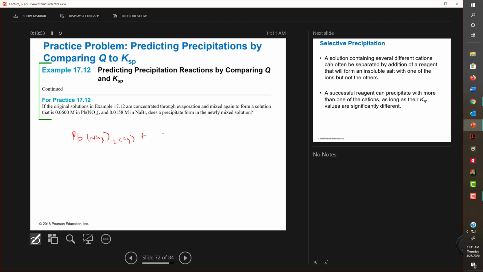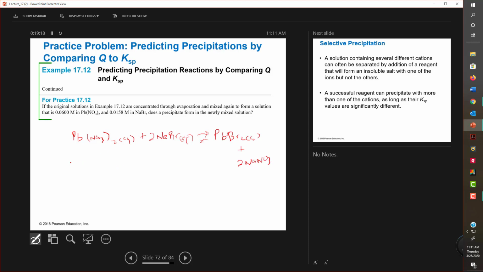All right, and we're going to react that with 2 moles of sodium bromide, aqueous, and that's going to form lead 2 bromide, solid, plus 2 moles of sodium nitrate. So that's my first equation.